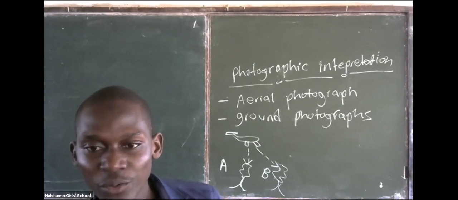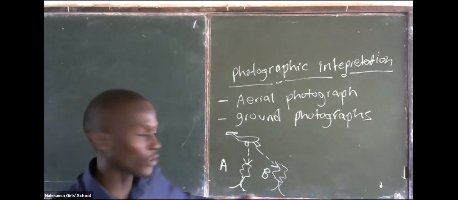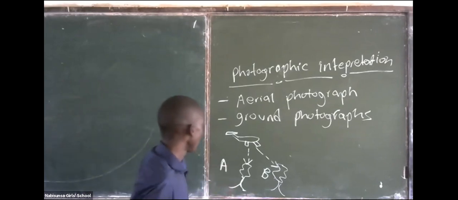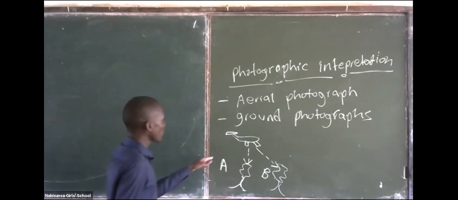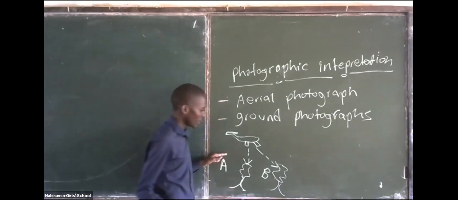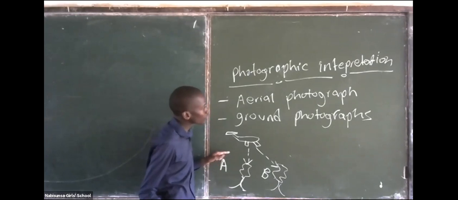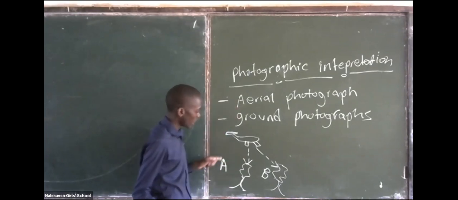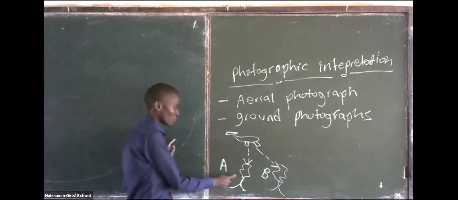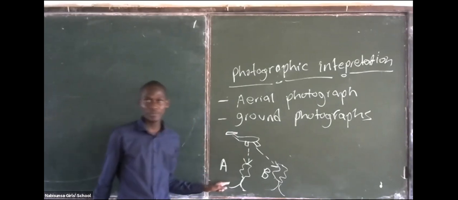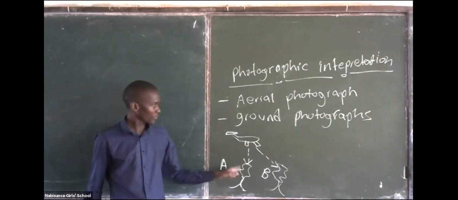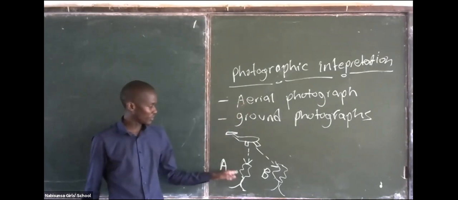Now, thank you. Looking at our photo here, remind me, Mr. Koloba told you different subtypes of aerial. When you look at this one, A, which type is it? Which type of aerial is this?